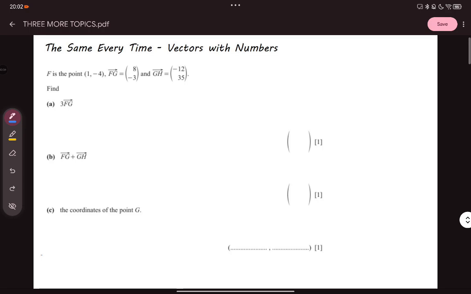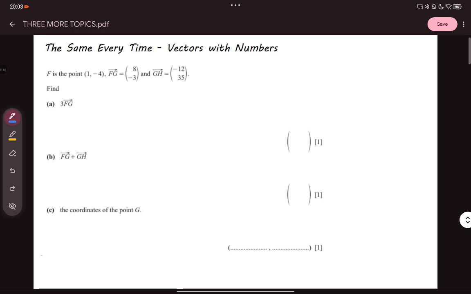So they tell us F is the point, so that's coordinates 1, -4. Vector FG is 8, -3. So if I move from the point F to the point G, I have to go 8 across, 8 to the right, and 3 down. GH vector is -12, 35. So if I want to move from the point G to the point H, I have to go 12 to the left, -12, and then 35 up.